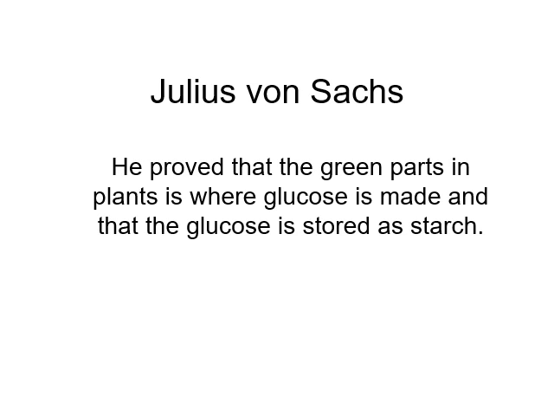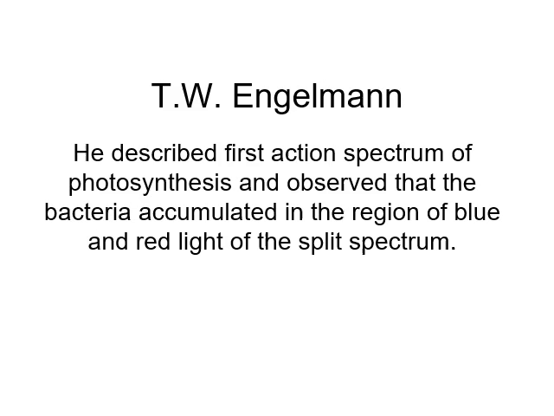Julius von Sachs proved that the green parts in plants is where glucose is made and that the glucose is stored as starch. T. W. Engelmann described the first action spectrum of photosynthesis and also observed that the bacteria accumulated in the region of blue and red light of the split spectrum.